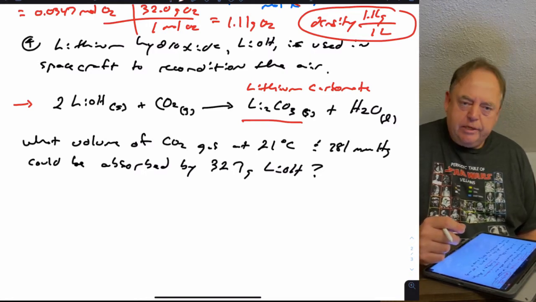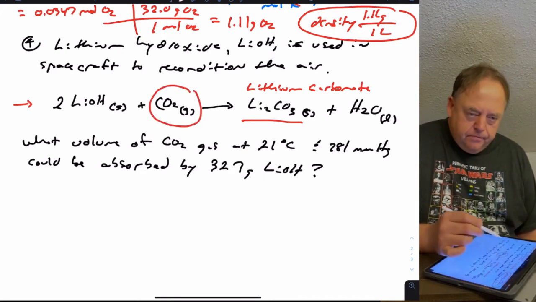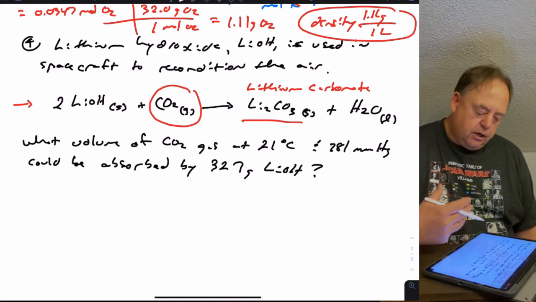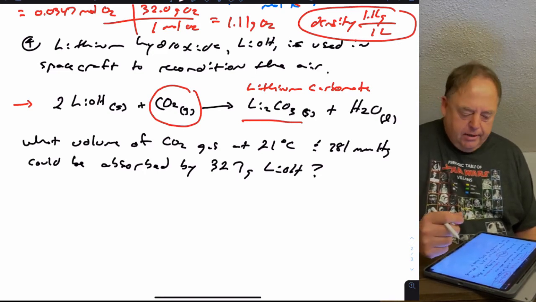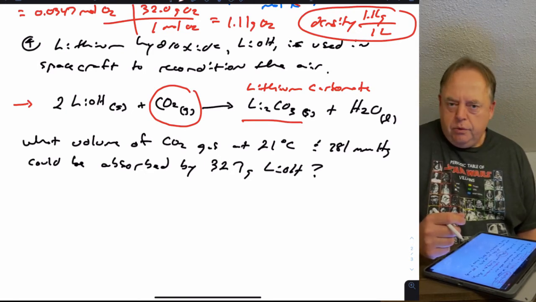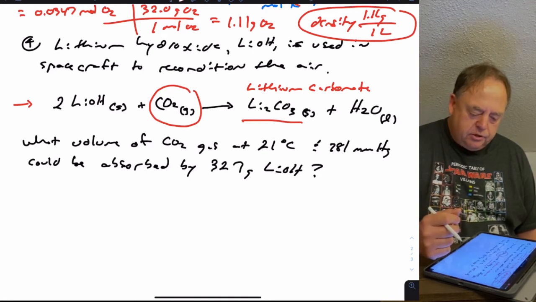So what does it mean to recondition the air? Or where does the CO2 come from? That comes from the astronauts, of course, breathing. Every time they breathe oxygen in, they exhale CO2. And so if you're in space, then you have to deal with the CO2 that's exhaled from astronauts, right? So you've got one of two ways in space to deal with it.